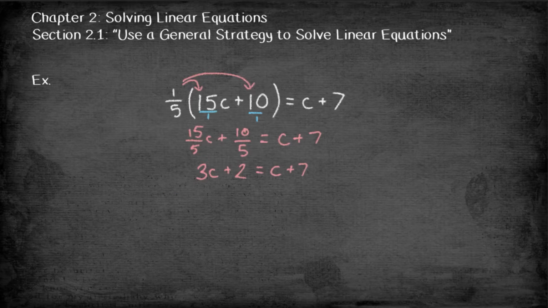So the next step is to collect all of the variables on one side of the equation, which we can do by subtracting c from both sides of the equation, or you could subtract 3c from both sides. Either is okay. And then we subtract 2 from both sides to collect all of the constant terms on the other side. Lastly, we divide by the coefficient. And we're left with c equals 5 over 2.